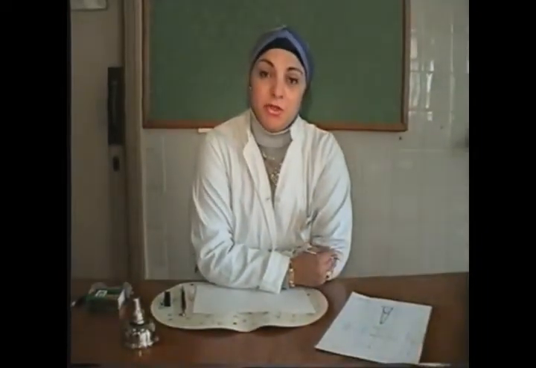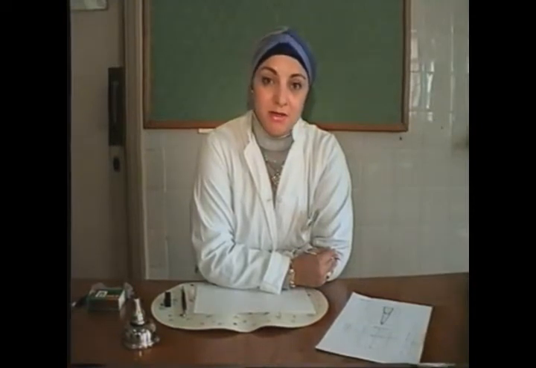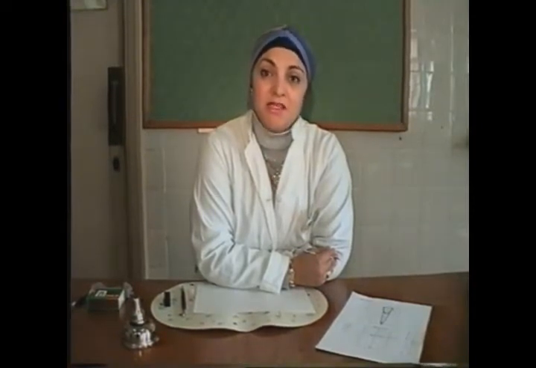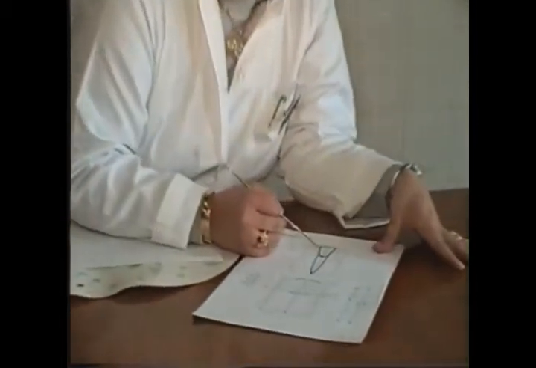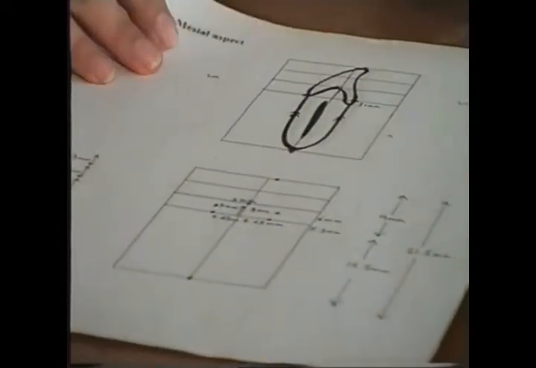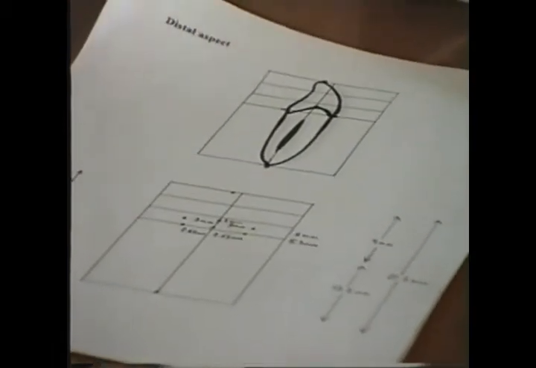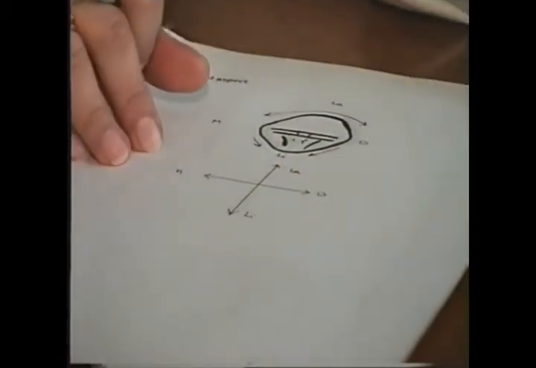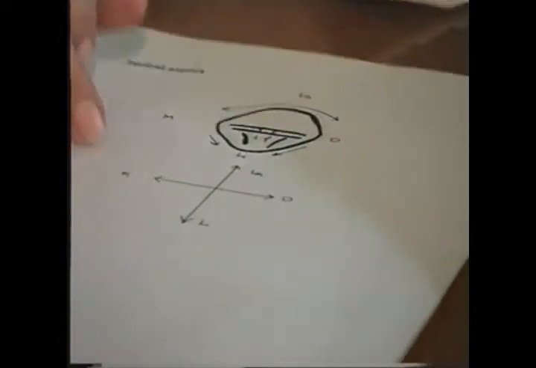Also, you should read the tooth before you come and carve it. This makes carving easier. This is the lower central incisor. From the labial aspect, from the lingual aspect, mesial, distal, then incisal. We always start carving with the mesial and distal aspects.